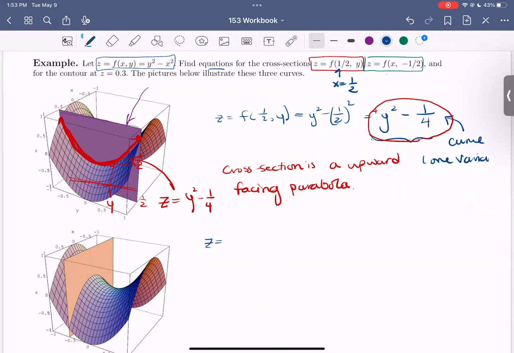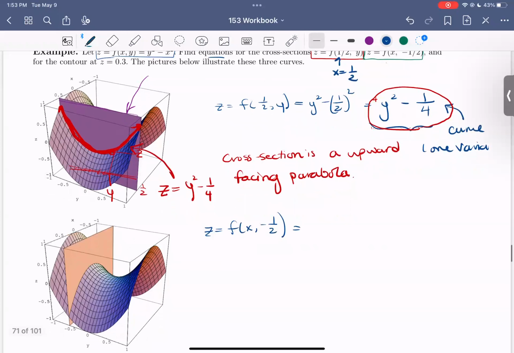So we're looking at z equals f of x, comma, negative 1/2. So we're looking at when y is at negative 1/2. So that's being fixed there. So we're looking at the plane that's defined by y equals negative 1/2, and we're going to look at the intersection of our surface with that plane. And maybe you can even see what kind of shape this is already coming out to be. All right, but let's figure it out algebraically.